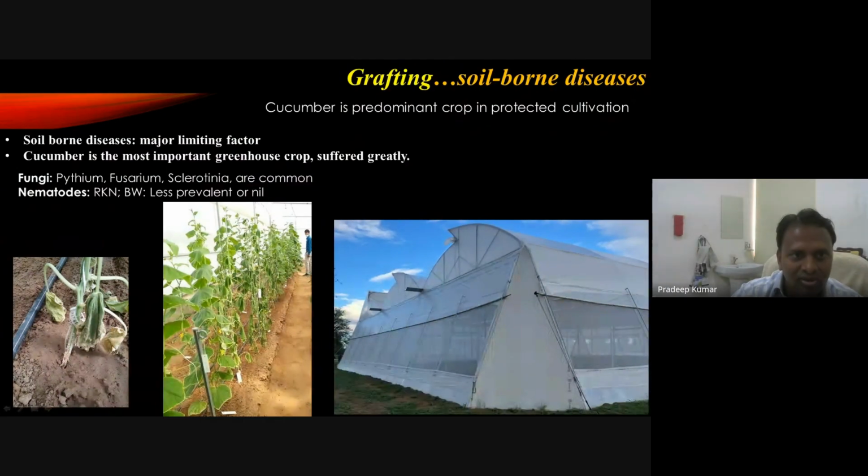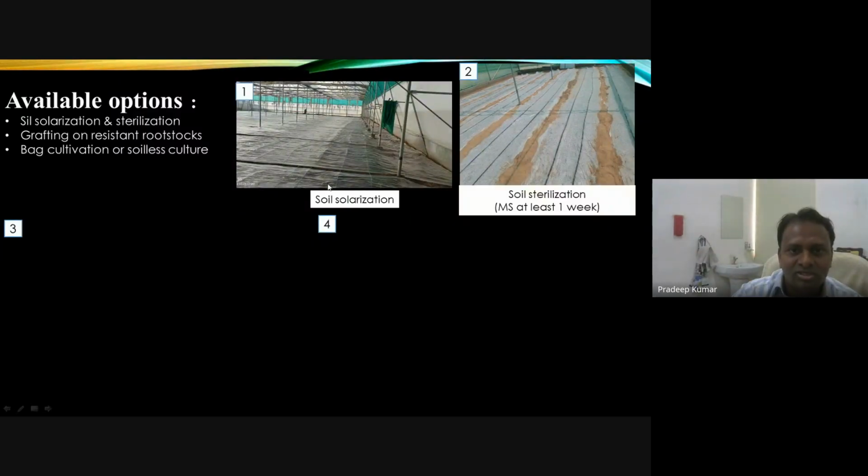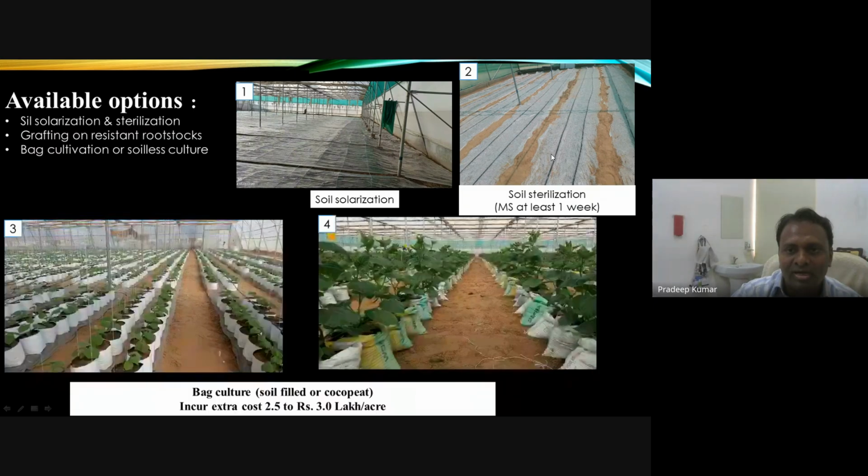To deal with this issue, there are some available options. Soil solarization is a must every year during summer, particularly in polyhouses. If there is no time, then soil sterilization can be done within a week using formaldehyde or metam sodium. Farmers also tried using soil filled in bags, but it adds an investment of 2.5 to 3 lakhs per acre for the filling media, labor, and so on. So this is not a sustainable or economical option for farmers. Of course, sterilization works, but again it requires chemicals and time. For soil solarization, 2 months are required.